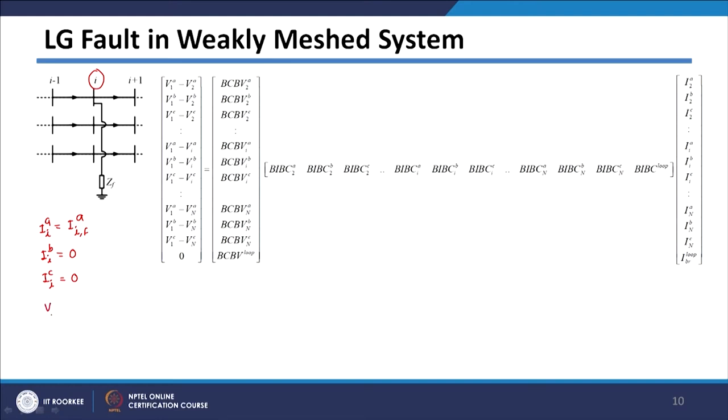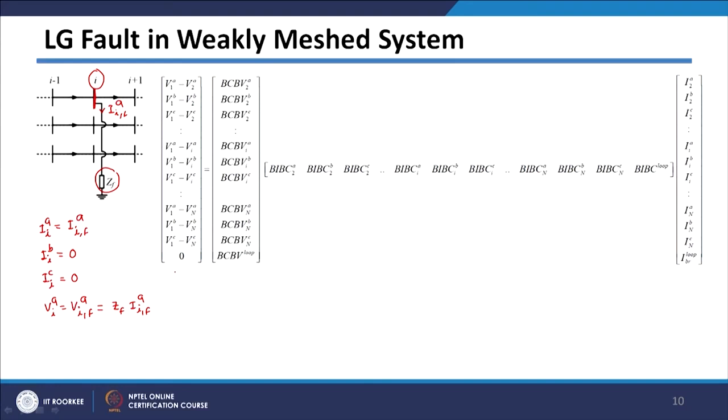So, the voltage of bus A, which will basically be the post fault voltage of bus A, will be given by ZF multiplied by your fault current in A phase. So, this is your fault current in A phase, and multiplied by this impedance ZF it will give me the voltage of this ith bus, A phase. So, we have got these three boundary conditions here, and this is our generalized matrix which we have discussed in an earlier slide.